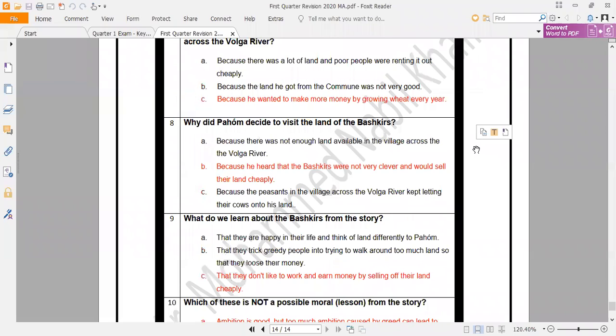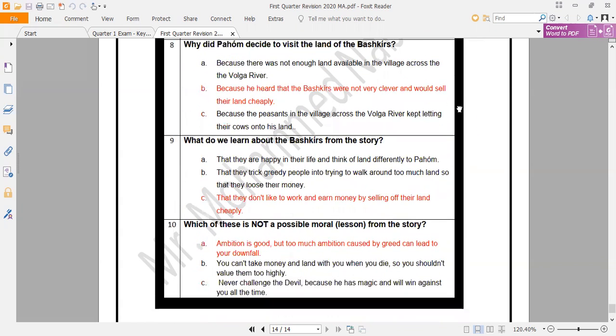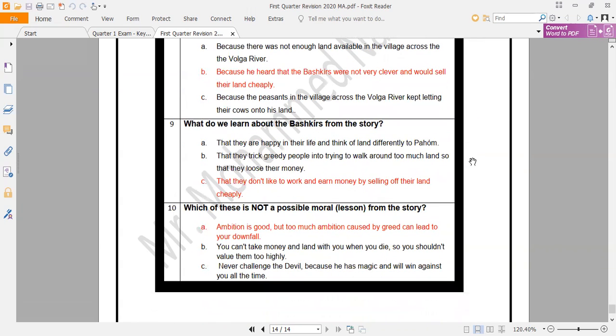Why did Pahom decide to visit the land of the Bashkirs? I guess it was Bashkirs. Because he heard that the Bashkirs were not very clever. When a man told him that the Bashkirs were selling their land at a very cheap price, at an excellent price, he wanted to move there so he could buy their land. So the answer is because he heard that the Bashkirs were not very clever and would sell their land cheaply. And that's all he cares about.